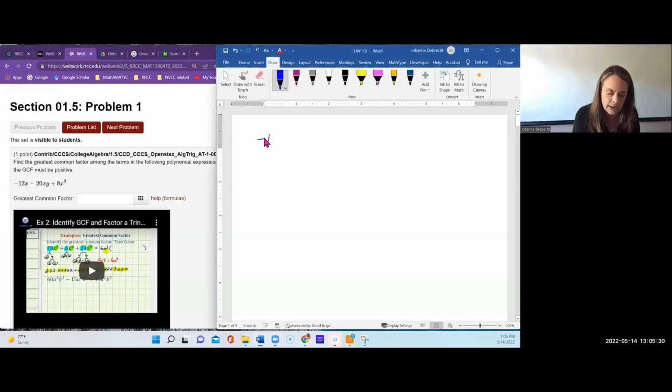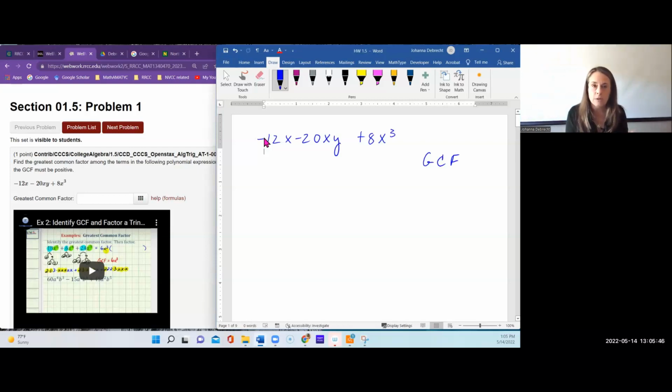So we're looking at negative 12x minus 20xy plus 8x cubed. We're looking for the greatest common factor, or GCF. When we think about it, greatest means the largest possible that will come out. Common means it has to be in every term. And factor means it has to be something multiplied or divided with other things.